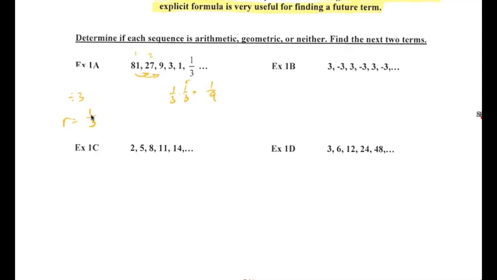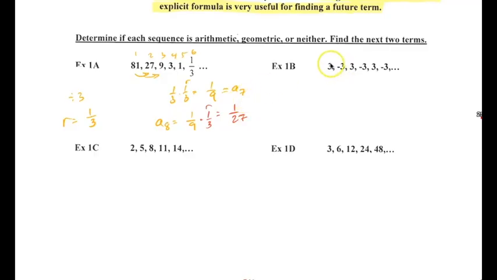What is this? 1, 2, 3, 4, 5, 6. So the seventh term, A7, would be 1/9. If I want A8, I get that 1/9, and then times it by my common ratio, which is 1/3, and I get 1/27. That's the eighth term. So anytime you want to find the next couple terms, just multiply by the common ratio or add the common difference.